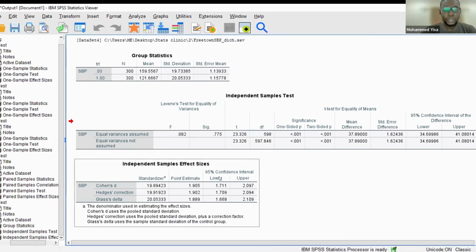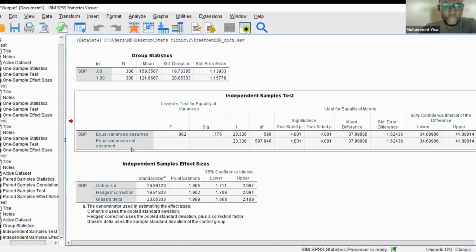Number 1 has to be numerical data, that's a continuous variable, both of them. Number 2, the variables need to be normally distributed. Number 3, the variances have to be equal. So there should be no significant difference between the variances across both samples.